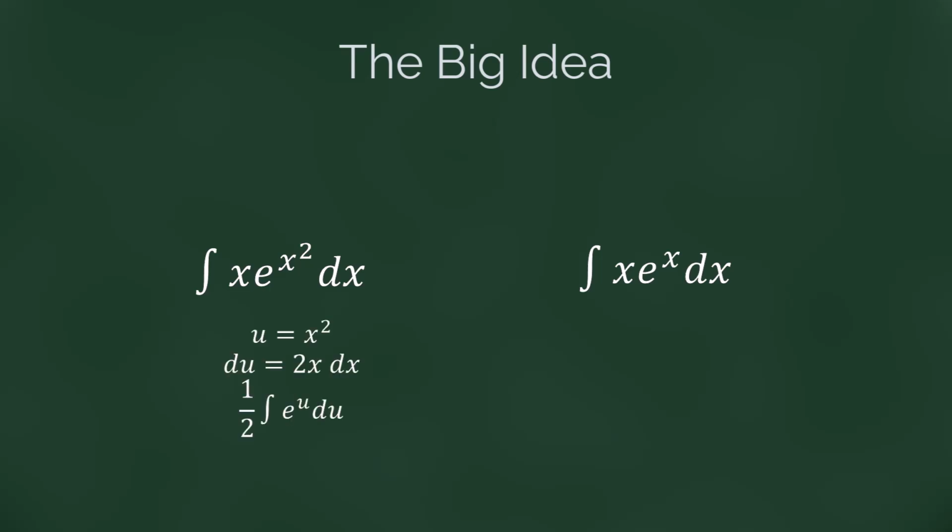We can solve the first of these using u substitution. If we let u be x², then du, which is 2x dx, appears within that if we just divide out by 1/2.